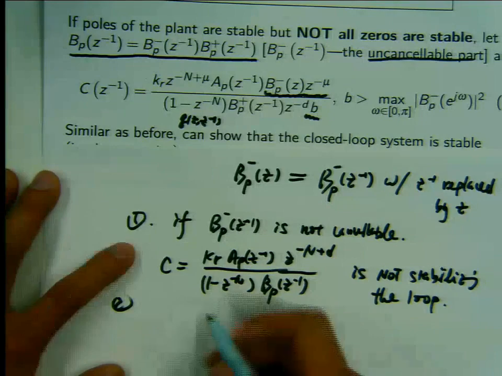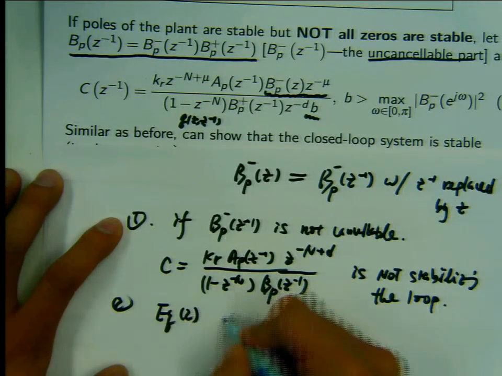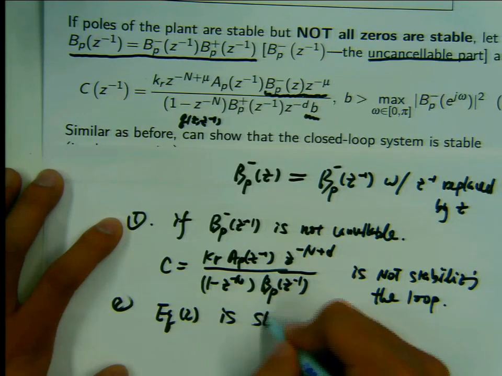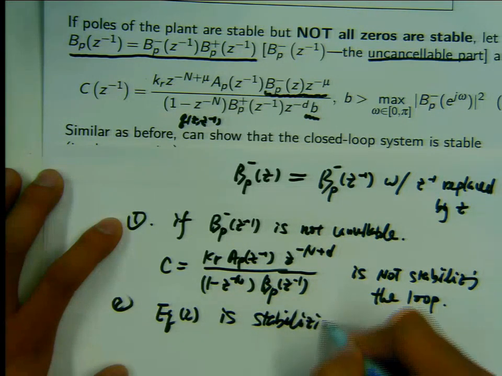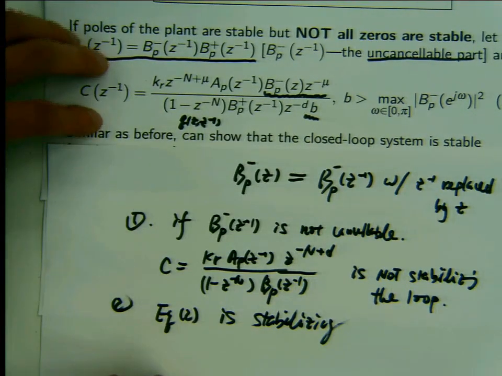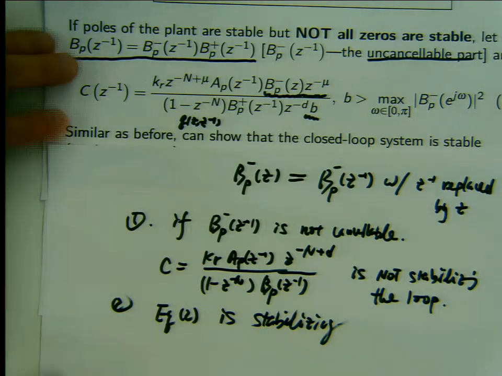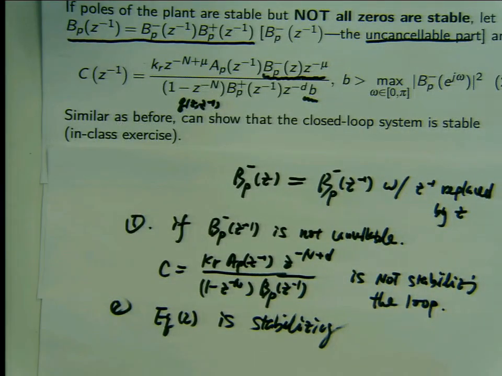Now, the second question is, if I use this new design, if I use equation 2, show that it is stabilizing. By stabilizing, I mean the closed loop system is stable. So, two questions for you guys. Let's spend maybe 3 to 5 minutes to do this part. I'll be right back.